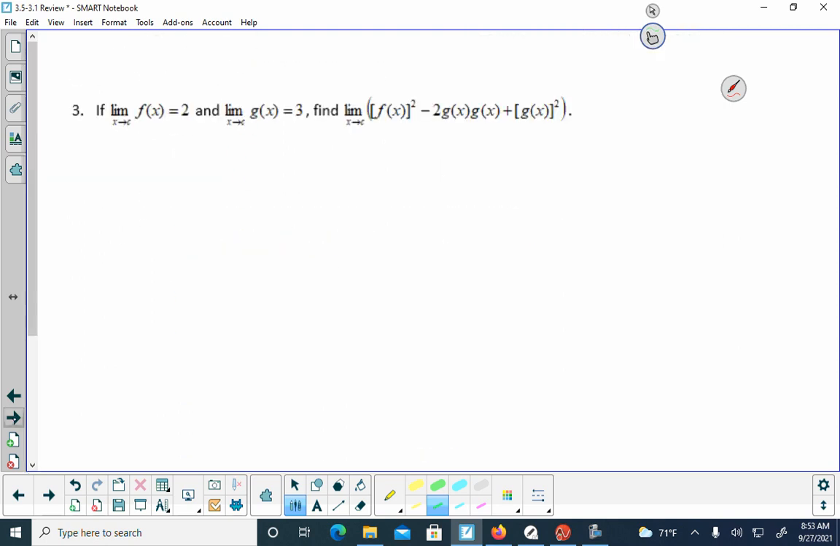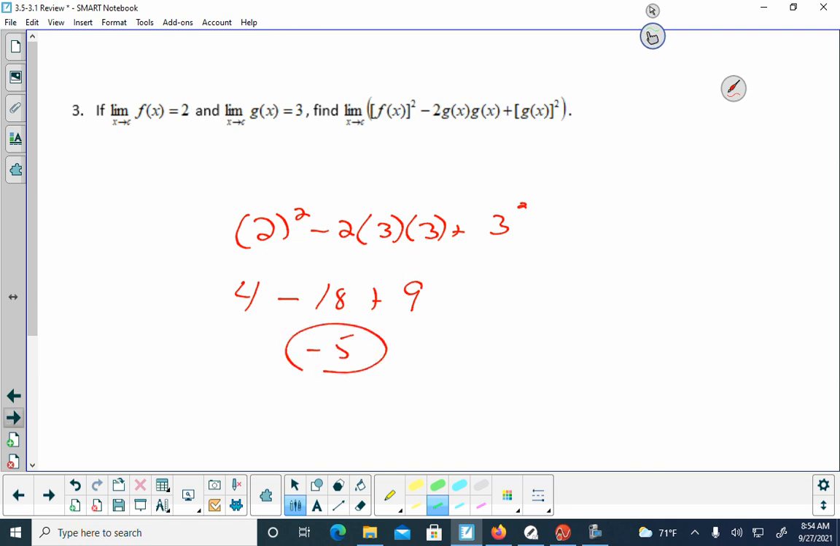The next one, it says if the limit of f of x is equal to 2 and the limit of g of x is equal to 3, then find the limit as x approaches c of f of x squared minus 2 times g of x plus g of x squared. So this will be 2 squared minus 2 times 3 plus 3 squared. And so this will be 4 minus 18 plus 9. And when I do all that, I get -5.